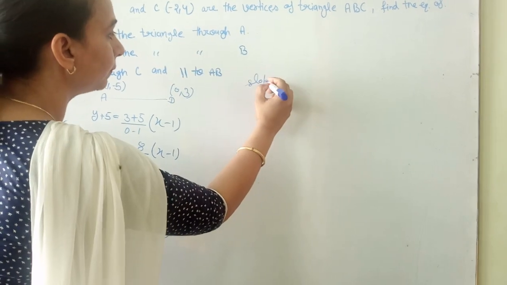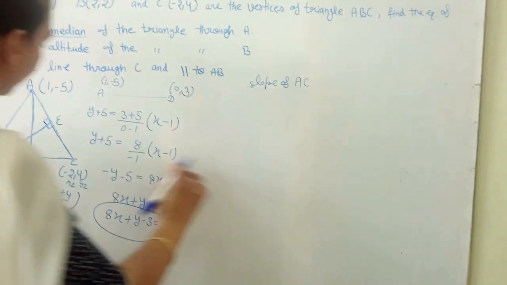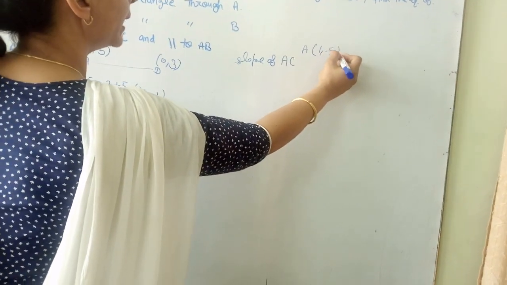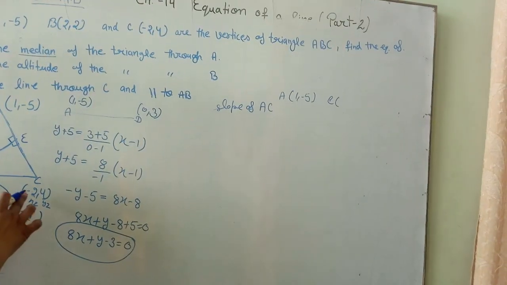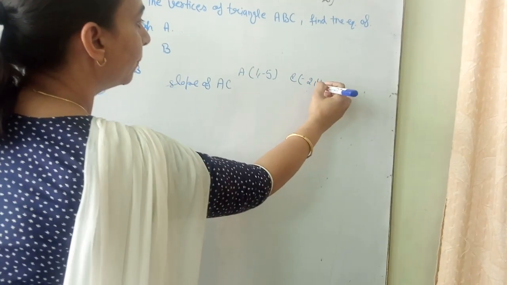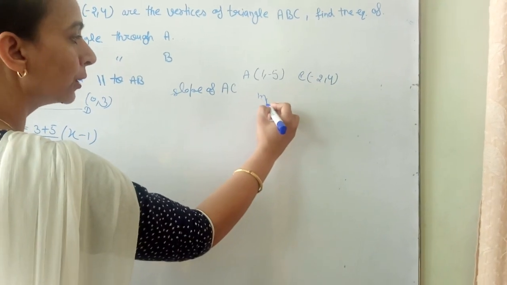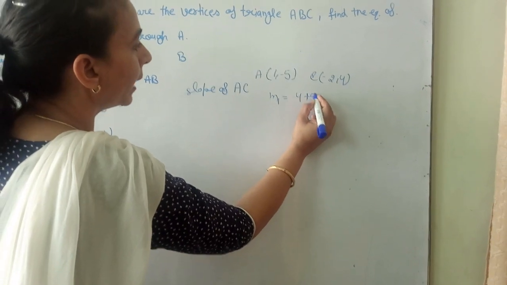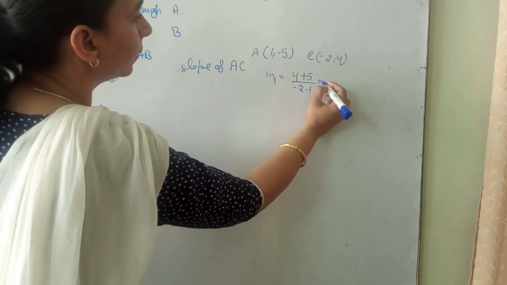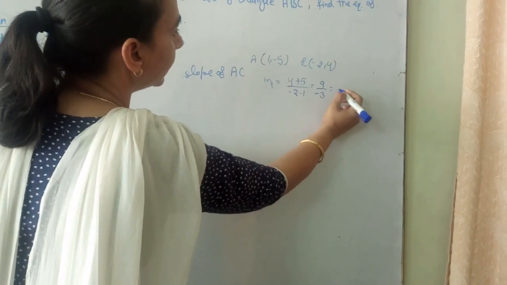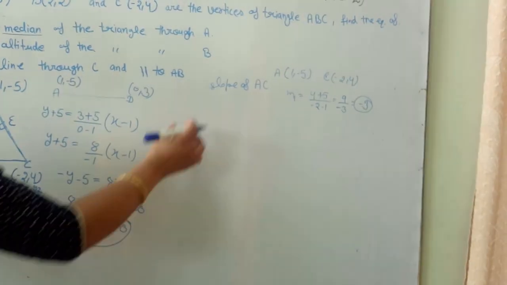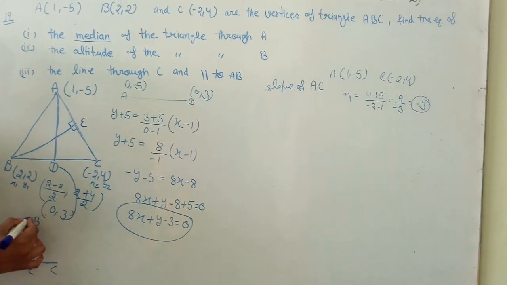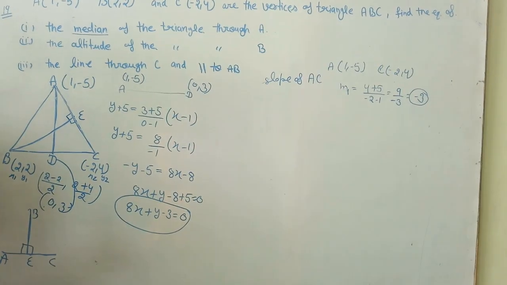Slope of AC by the two-point form. Coordinate of A (1, -5), coordinate of C (-2, -4). By the two-point form, first we find the slope m1, the slope of AC. y2 minus y1, 4 plus 5, over x2 minus x1, 9 by minus 3, this equals minus 3. Slope of AC equals minus 3. With the slope of AC minus 3, the slope of BE is 1 by 3.